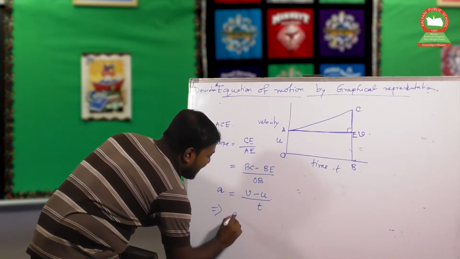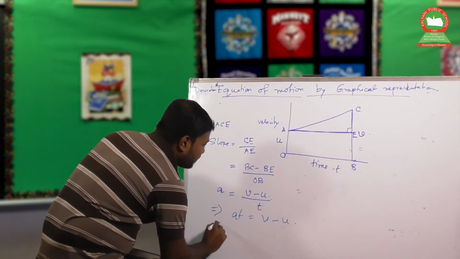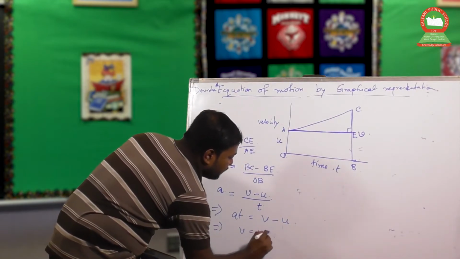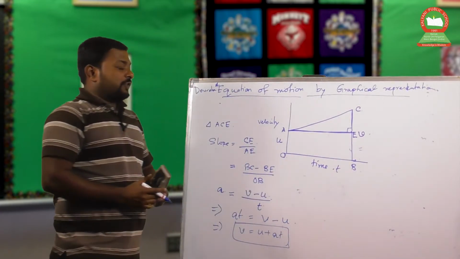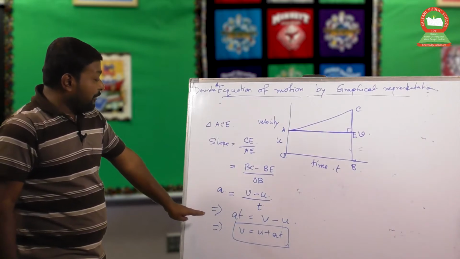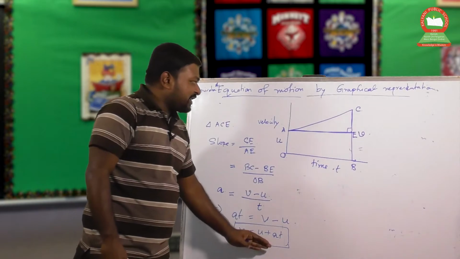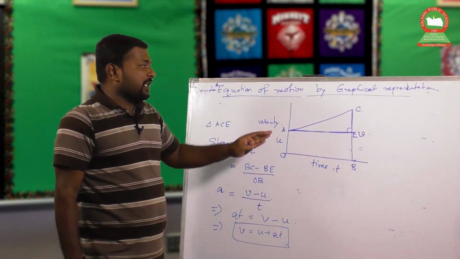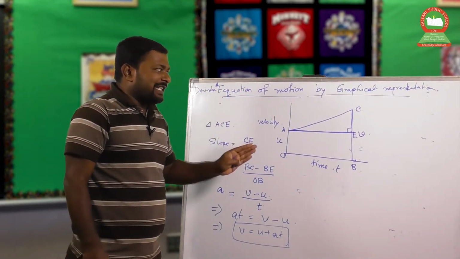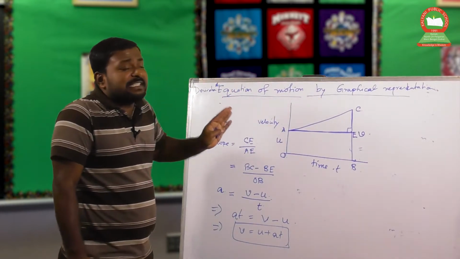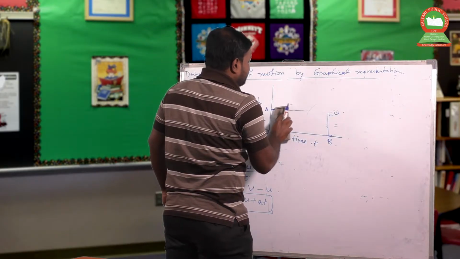Now from that, AT equal to V minus U, and that would give V equal to U plus AT, and this is the first equation. So this is the first equation which looks like V equal to U plus AT. Mind it, this equation is derived for a body's motion which is at constant acceleration. But if it is in a constant retardation, then the graph should be like that.